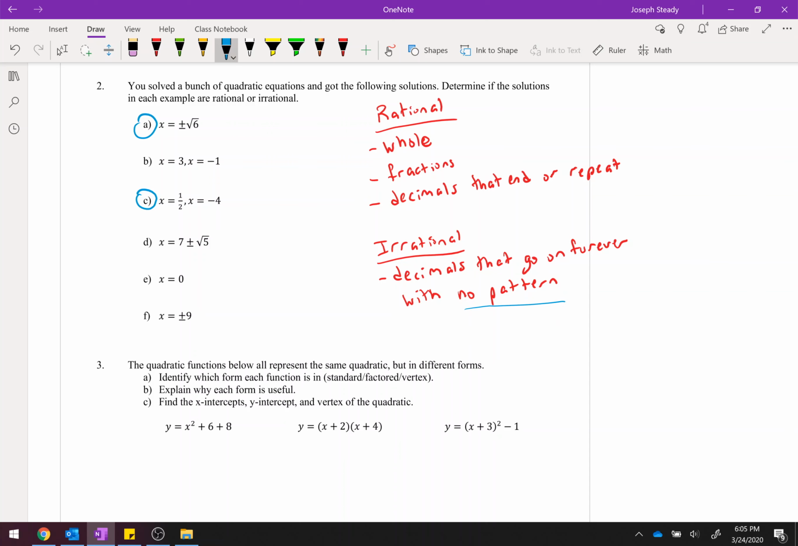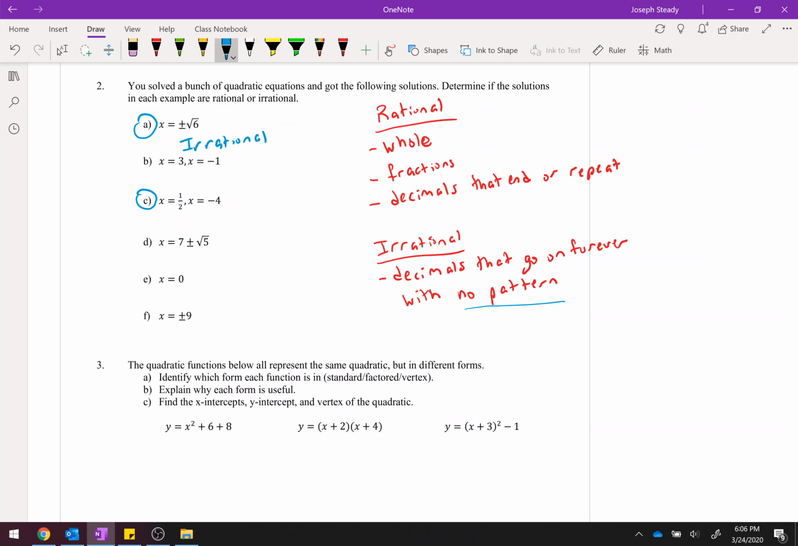When we look at problem A here, plus or minus the square root of 6, we can decide if this is rational or irrational by checking what the square root of 6 actually is. If you put that into a calculator, you'll notice that it comes out as a decimal that seems to just go on and on forever with no pattern to it. It's 2.449487, blah, blah, blah. So this one clearly comes out as an irrational number.